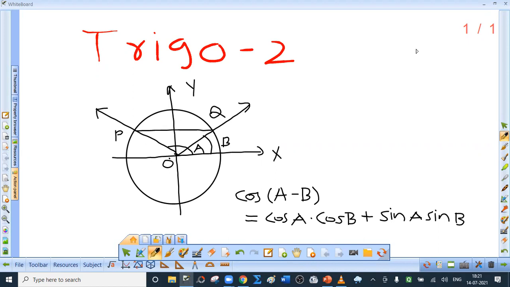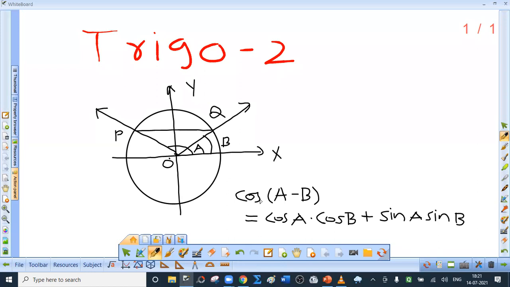We begin with cos of A minus B. What is cos of A minus B? It is cos A cos B plus sin A sin B, and from this we can derive the remaining results. I hope you will not read this as cos into A minus B, right? And therefore it is clearly not cos A minus cos B.